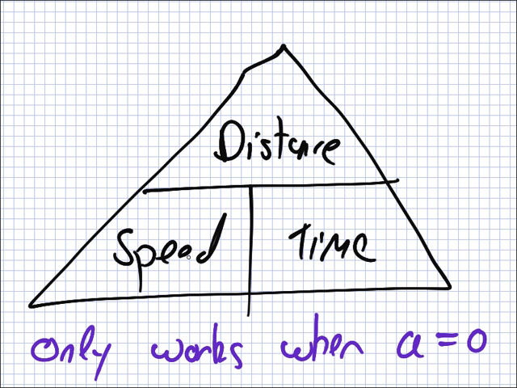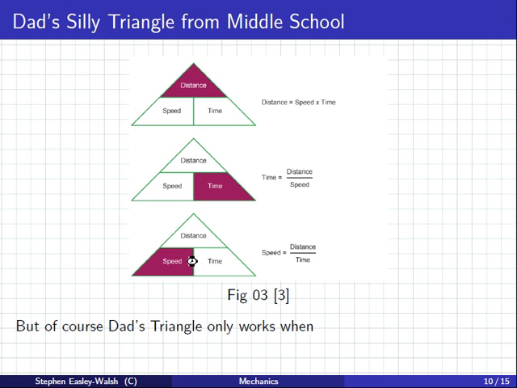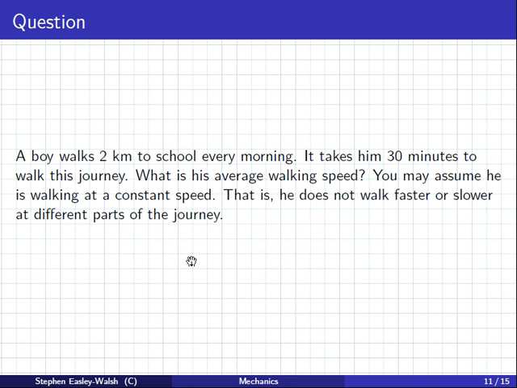Got that? Okay. A boy walks 2 kilometers to school every morning. It takes him 30 minutes. What is his speed? Okay, I'll just give you a few seconds here. Give me his speed in kilometers per hour. So use the triangle. What's the formula for speed? Distance over time. 4 kilometers per hour. Yeah? Okay.